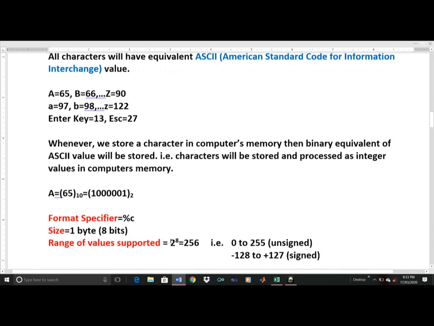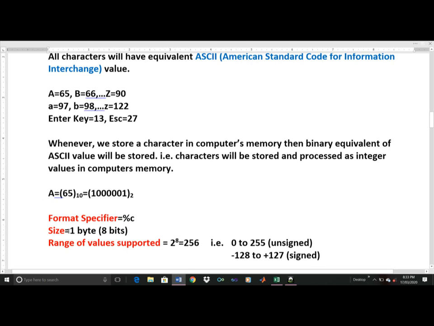Look at this example. For us it is capital letter A, but for a machine this is 65. But computers will not understand the decimal value. The binary equivalent of 65 is 1, 5 times 0, then 1. That means in the computer's memory A will be stored like this or processed like this.